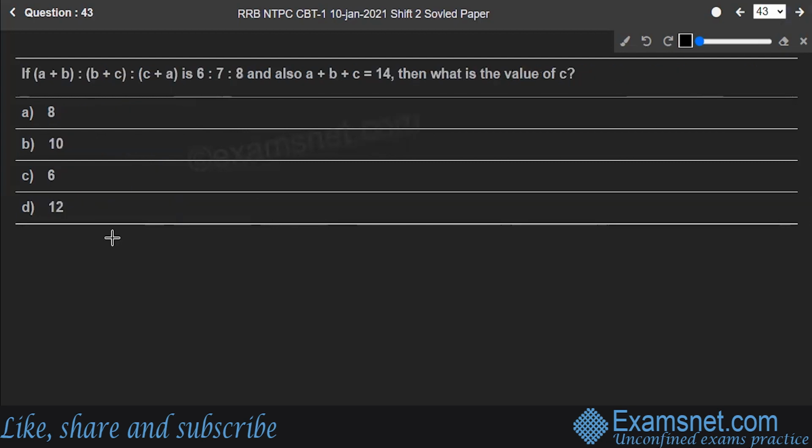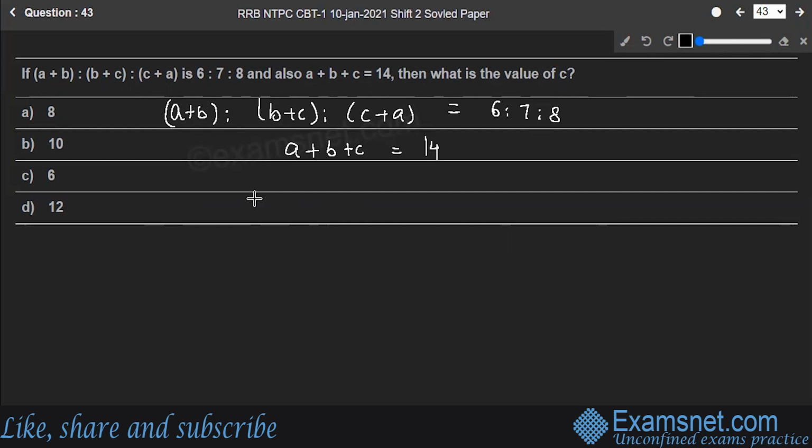Next is question number 43. So mathematics question before us. You are given this ratio is equal to this, and also a plus b plus c is equal to 14. Then you have to find out the value of c. So let's go with this. You have a plus b is to b plus c is to c plus a is 6, 7, and 8. Also a plus b plus c is equal to 14.